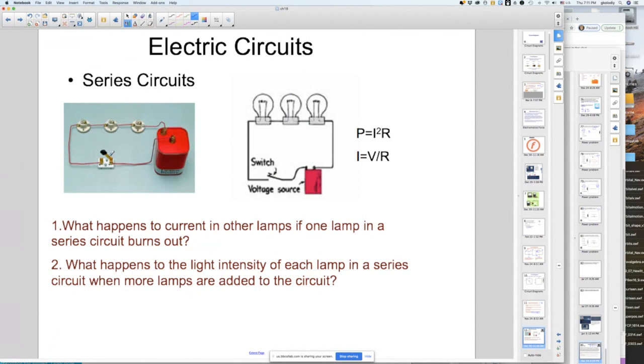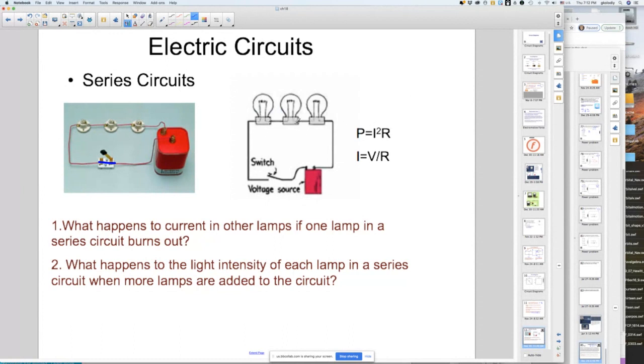And this is exactly the same here. There's a switch here. There's 3 light bulbs. They're connected to a battery. You throw the switch down and current starts flowing. The same current goes through every one of these, even if they're different light bulbs. The same current goes through every one.